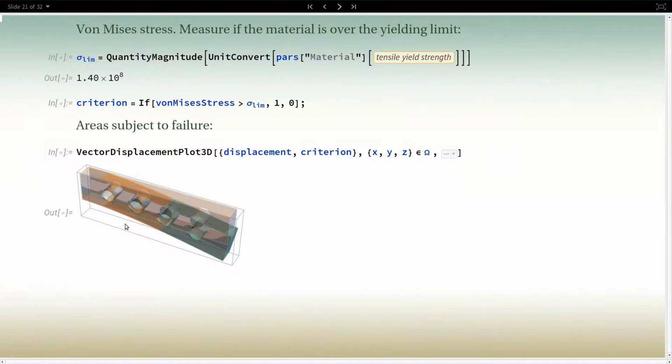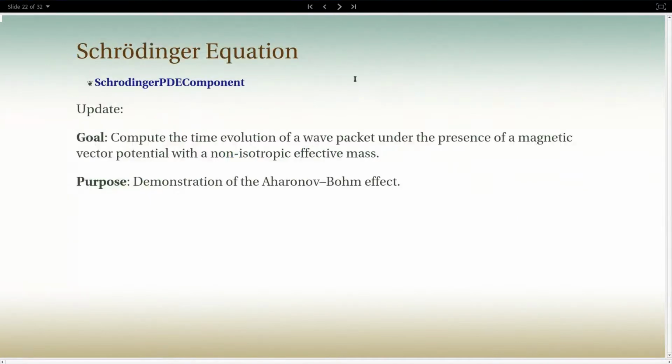So in this plot now, you see where the object gets more force than it should, because it can't sustain that limit. It's beyond the yield limit. All right, so that's basically what the von Mises stress function does.